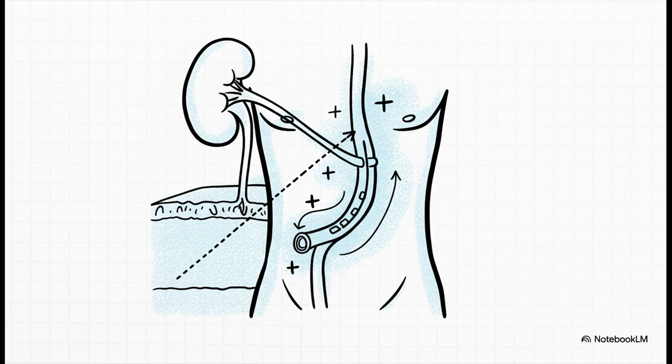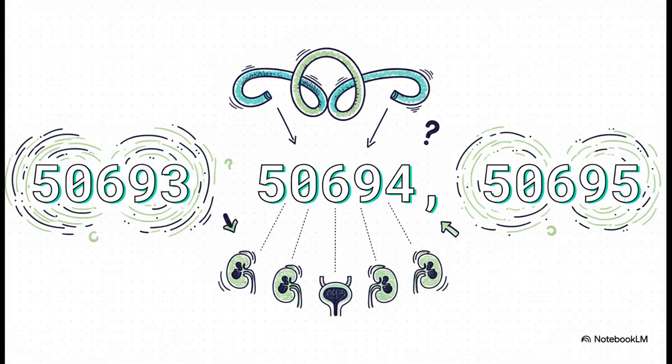I really want you to lock this phrase in your mind. Therapeutic percutaneous ureteral stent placements. It's a mouthful, I know, but this is precisely what we're going to decode together. And here they are, the stars of our show today: 50693, 50694, and 50695. Get familiar with these numbers, because we're about to dive deep into what makes each one so unique.